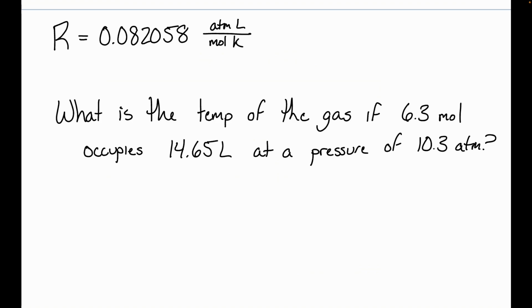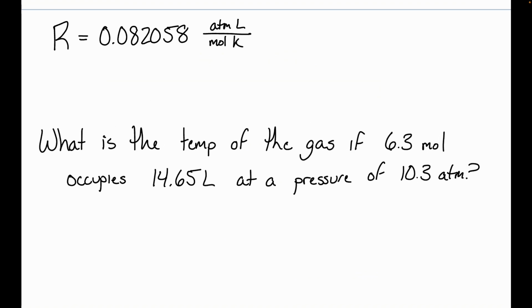All right, what is the temperature of the gas if 6.3 moles of that gas occupies 14.65 liters at a pressure of 10.3 atm? Again, we'll be using our ideal gas law.